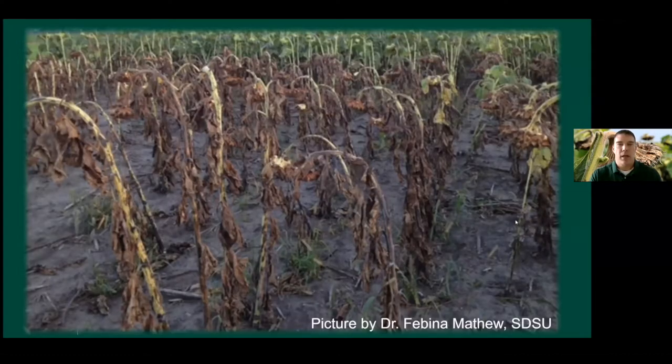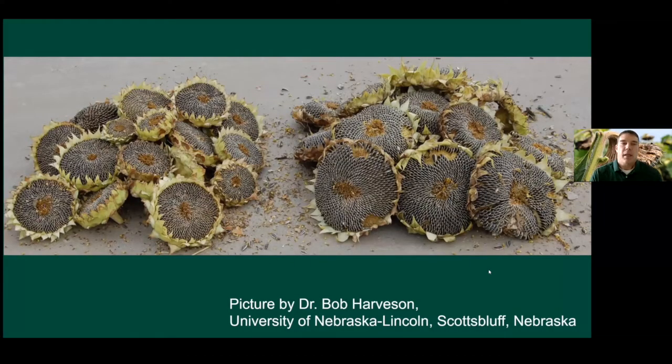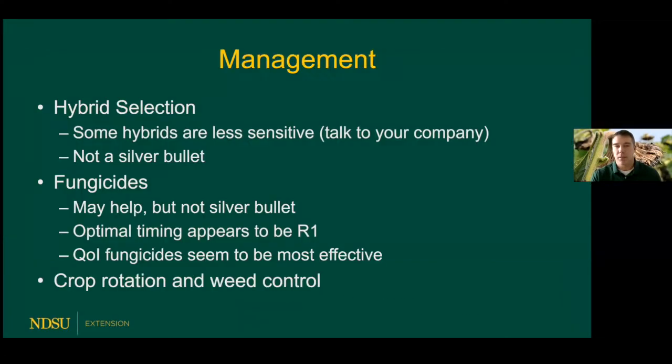Of course, if you got a lot of Phomopsis, it can be really damaging. And I apologize for the quality of the image, but it shows you how significant it can be when you have a really susceptible hybrid and the environment is favorable. Even if you don't lodge and you have some Phomopsis, you can still see some pretty significant yield loss. And this was an image taken by a colleague of mine in Nebraska. This is not from compensating, this is from Phomopsis damage.